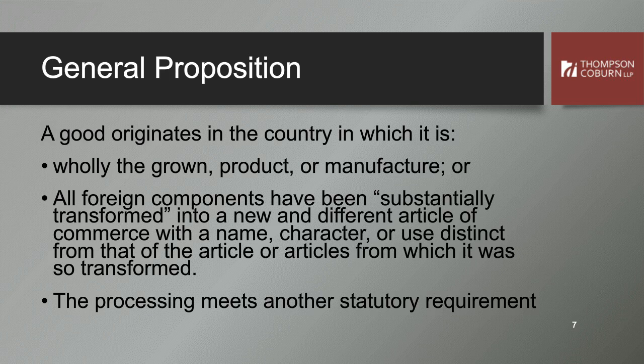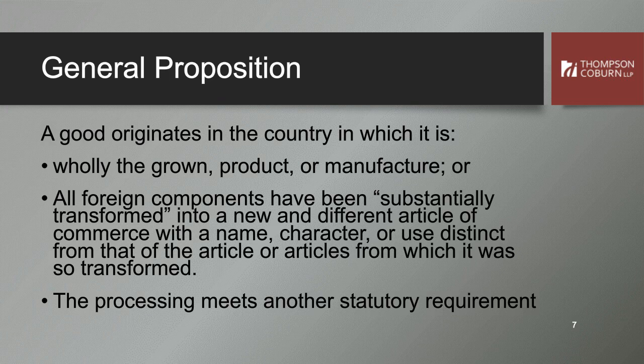So the general proposition is a good originates in the country in which it is wholly grown, produced or manufactured. Wholly grown is really pulling it out of the ground, mining it, things like fisheries, et cetera. But then the production and manufacture becomes the bigger issue for most of us. So what's production and manufacture? We're getting into a little bit more detail now.